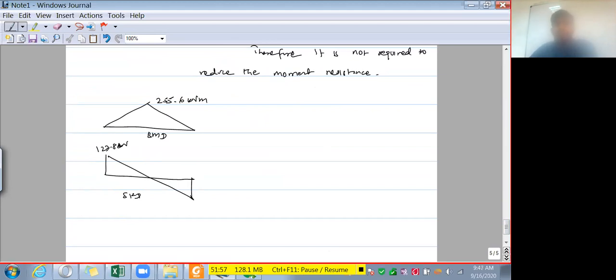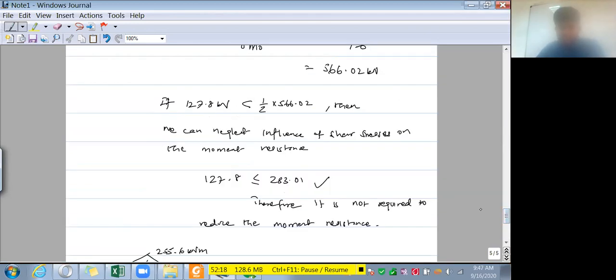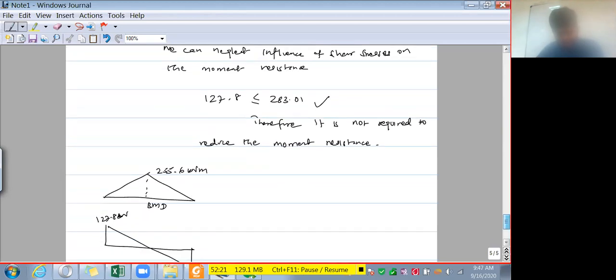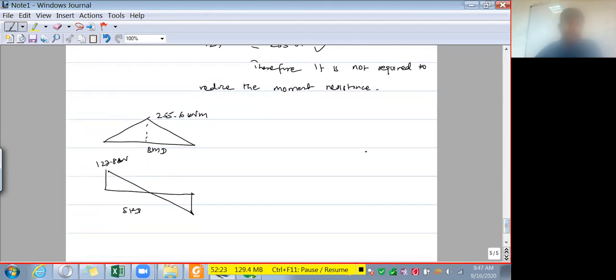So if you take the combined action, the maximum combined action occurs somewhere in between these two, because here there is only pure bending, no shear. Here there is only shear at the support, no bending. So the combined action occurs in between these two. Generally, if you check these two extreme conditions and they are satisfied, then the remaining areas will satisfy. Okay, so now we have checked bending, shear, as well as bending and shear.